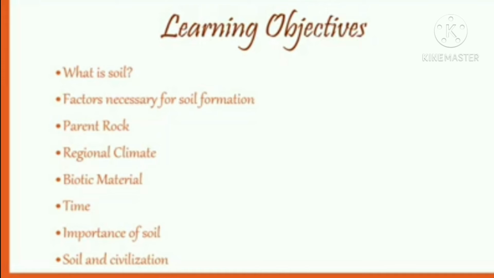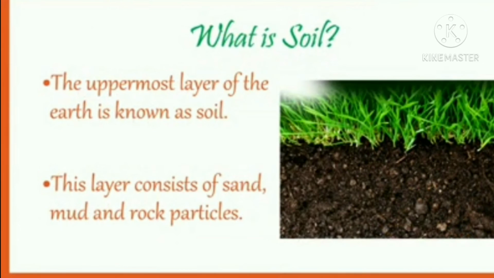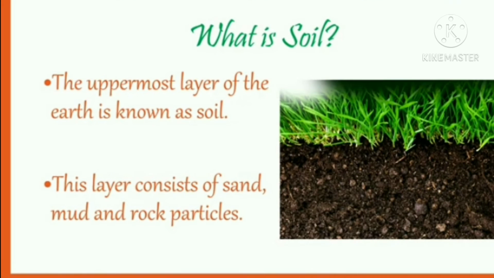Today we are going to learn chapter number 7, soils. Learning objectives. What is soil? Factors necessary for soil formation: parent rock, regional climate, biotic material. Now what is soil? The uppermost layer of the earth is known as soil. This layer consists of sand, mud and rock particles.